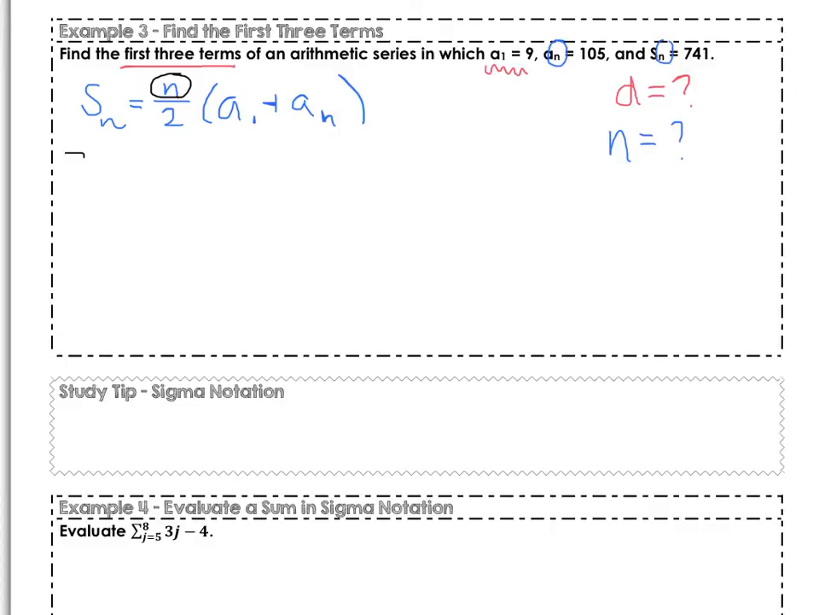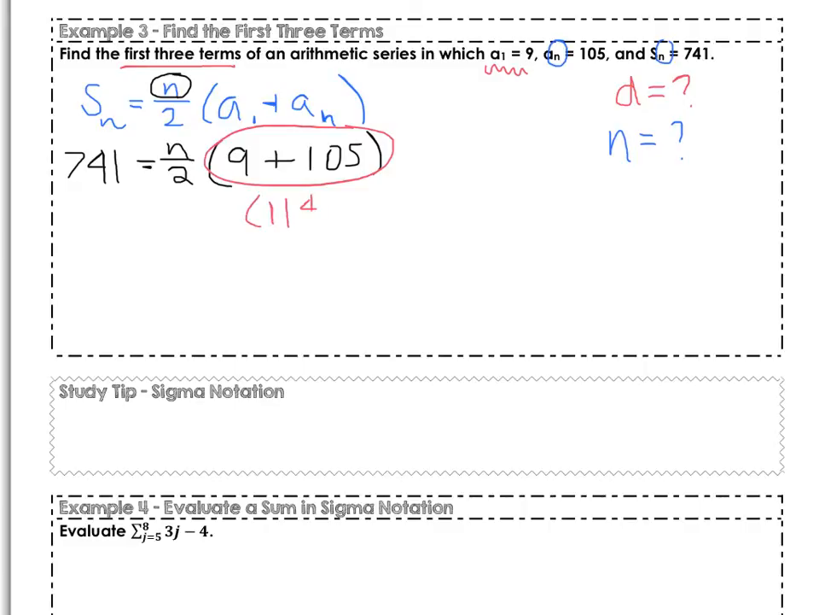So I'm going to plug in 741 for my sum. Don't know what n is. My first term is 9, and my nth term is 105. So notice that I have enough information now to solve for n. So all I need to do on this right-hand side of my equation is add 9 and 105, and that's going to get me 114.